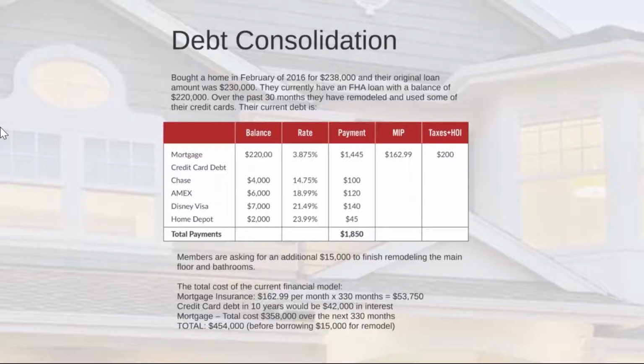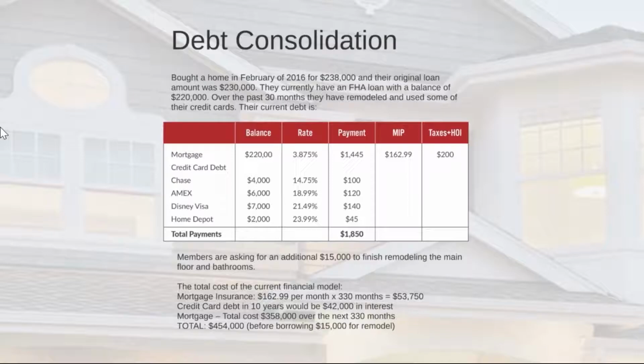So these individuals, they bought a home in February 2016 for $238,000. Their original loan amount was $230,000. They currently have a balance on the FHA loan of $220,000. Over the past 30 months, they've remodeled and used some credit cards to be able to pay for that remodel. And so you can see the balances that they have on their mortgages and what the rates are and what their total payments are.